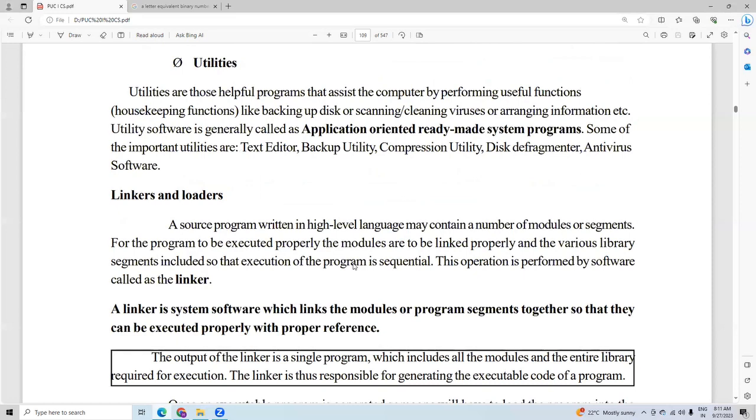Utilities, right? Utilities are helpful programs that assist the computer by performing usual functions, like housekeeping functions, such as backing up disk, scanning, cleaning viruses, arranging information, like that. So they are generally called application-oriented ready-made system programs, not application programs. Some of the utilities are text editor, backup utility, compression utility, disk fragmenter, antivirus software. These you can all see in the control panel of Windows, right?